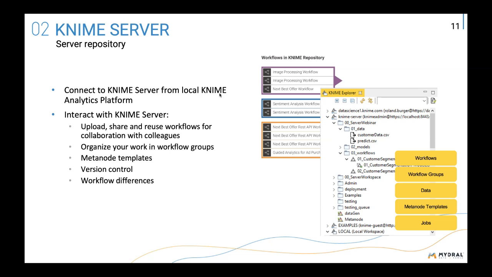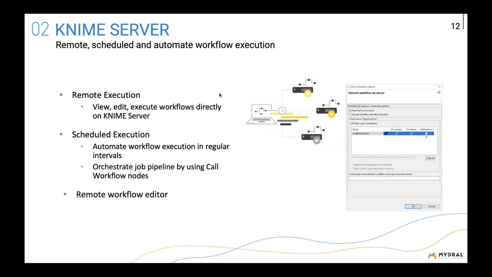You also have, as mentioned, the workflow comparison functionality. And this will highlight the differences between two versions of a workflow, allowing you to easily spot things like insertions, deletions, substitutions, different node configurations between one version of the workflow and another, and so on. So this is something that is fully available online via the KNIME Server and the KNIME repository.